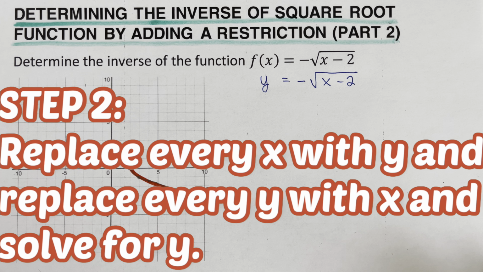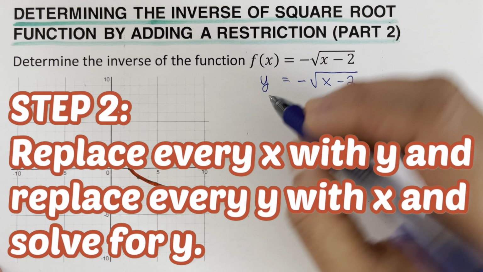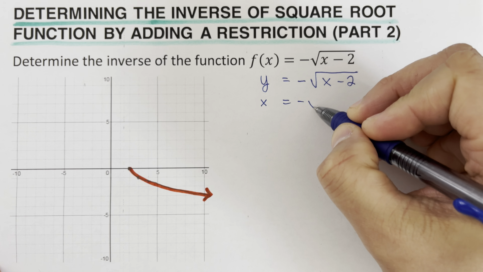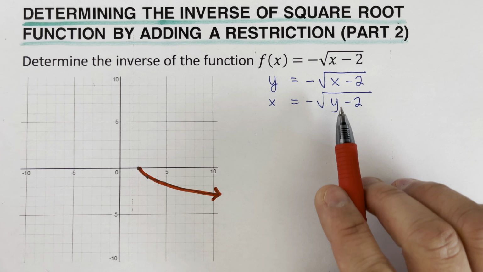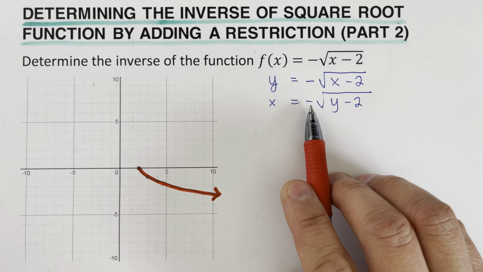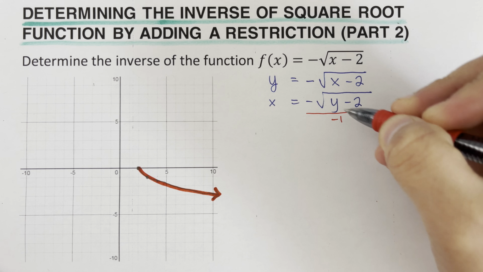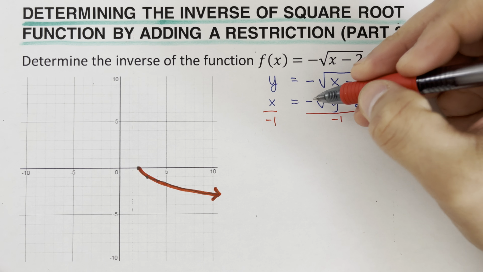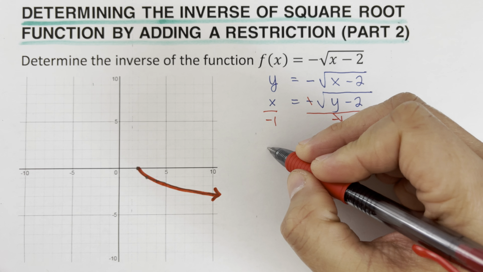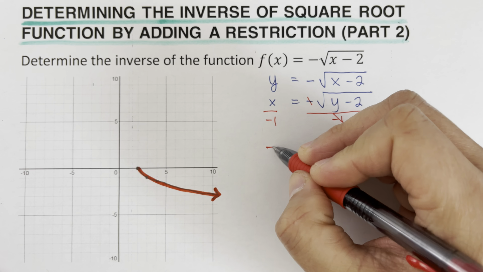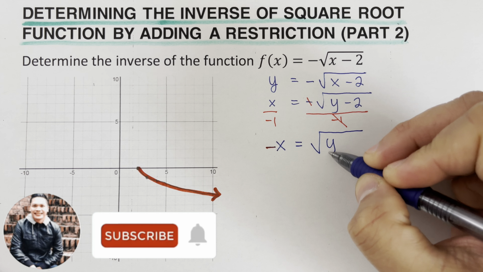The second step is to replace every x with y and every y with x, and solve for y. So this y will become an x, and that is equal to the negative square root of this x becoming a y, minus 2. Part of this step is to isolate y by itself, but there's a negative in front of this. So we will divide both sides by -1. If we divide that by -1, we can cross out the negative and the -1 right there. So we are left with x divided by -1 is -x. So I'm just going to write that down here. So that's -x is equal to the square root of y minus 2.